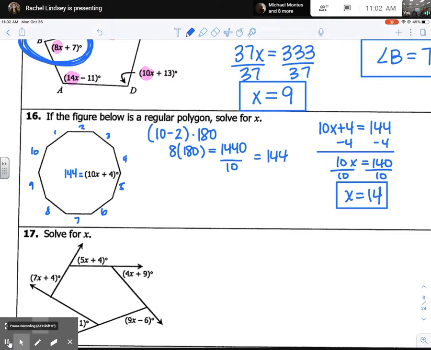The other way you could have done it is 10 times 10x plus 4 equals 1440, and get 100x plus 40 equals 1440. 100x equals 1400, then divide by 100 and you'll get x equals 14. So there are 2 different ways you could do it. Neither one's more correct than the other. They're both perfectly fine and get the same answer.